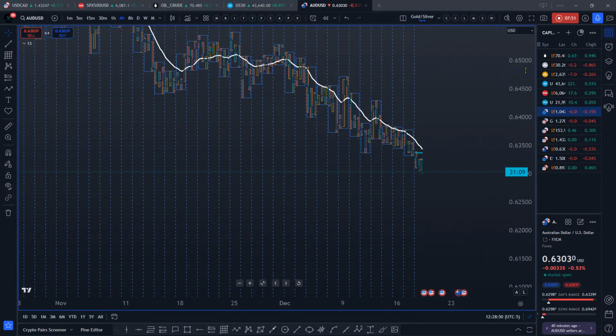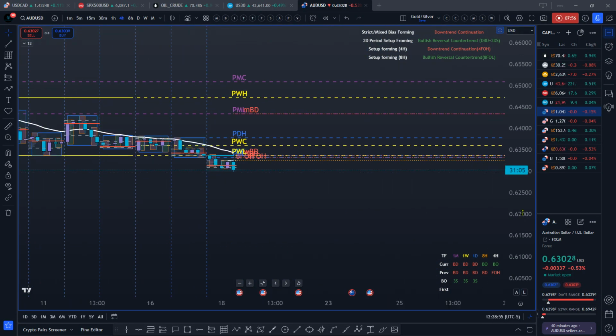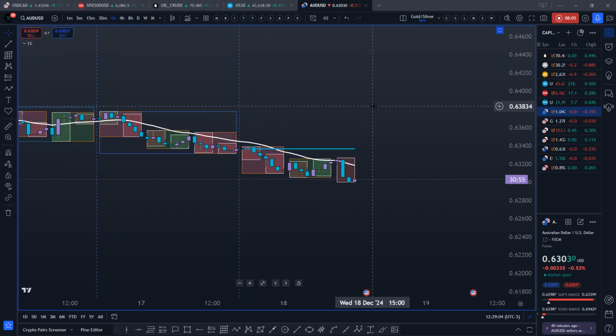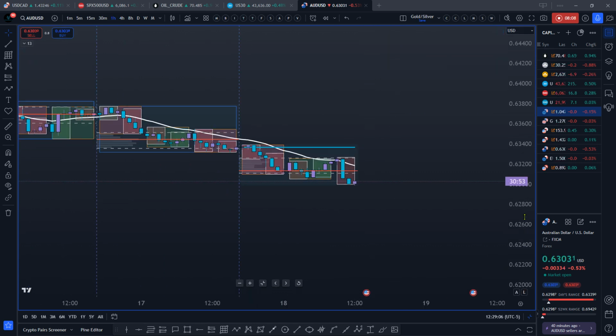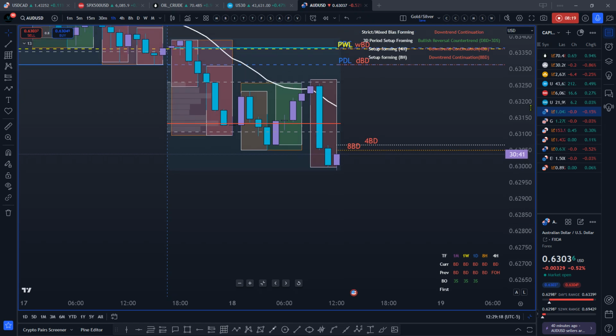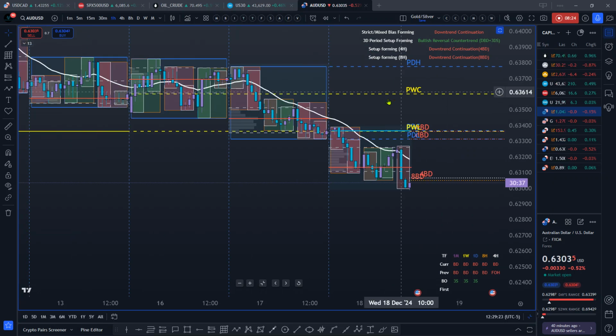The Australian dollar is in full breakdown by the looks of things, just at a glance. Yeah, so we're in full breakdown across the monthly, weekly, and daily. We're below the low of the day, the London low, the Asian low. We've put a new low in for New York. Okay, everything is bearish.